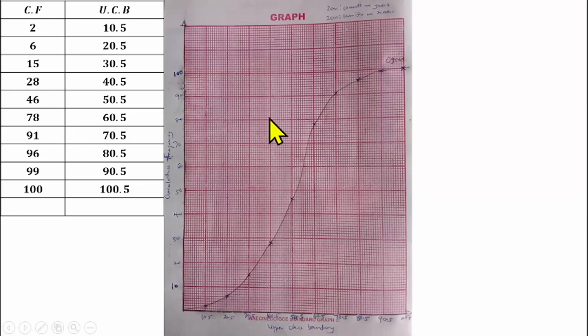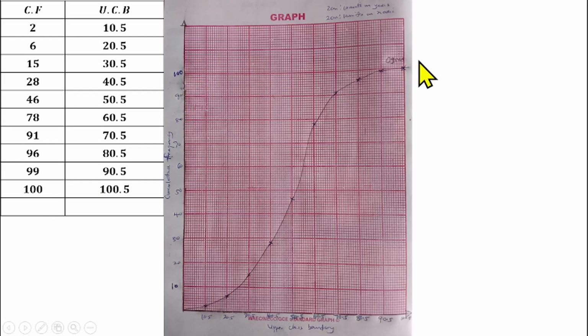The next one is 91. This is 90, then 91 is the next line, which is this one, the one line after 90, under 70.5. The next one is 96. It should be 90, then 6 lines after that. That will give us 80.5. Then 99 will be the 9th line after 90, before the 100, which is 90.5. Then the 100 is under 100.5.